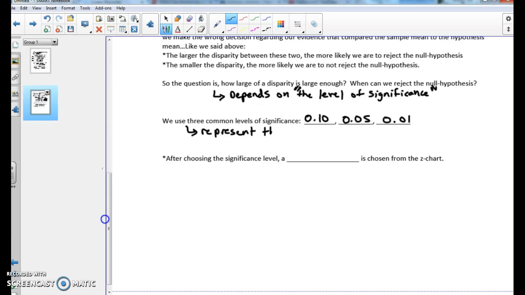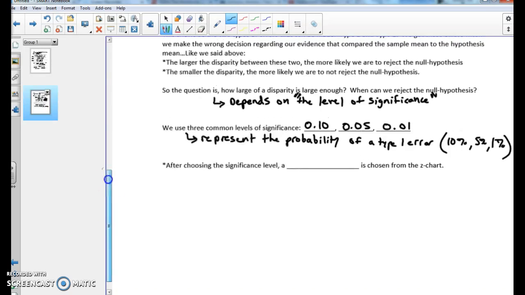So it's 3 different levels of significance, and these represent the probability of a type 1 error. And those probabilities would be 10%, 5%, and 1%, right? That's what those decimals correspond to. Now, those are the probabilities of making a type 1 error.